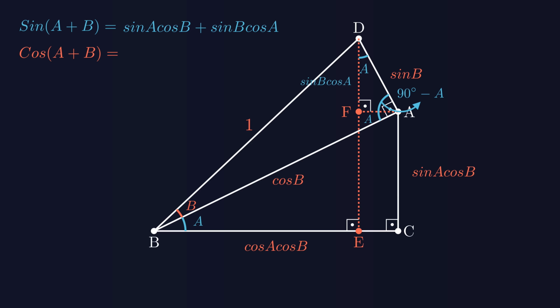Now let's look at the cosine addition formula. To do that, we need to find the length of BE. We already know the full length of BC, which we found earlier as cosine A times cosine B. Now we need to subtract EC from BC, and EC is the same as AF. So how do we find AF? We just multiply the hypotenuse by the sine of the angle. That gives us sine A times sine B, right? So BE, which gives us cosine of A plus B, equals cosine A times cosine B minus sine A times sine B. All right, I hope this way of looking at it helps it stick in your mind better.